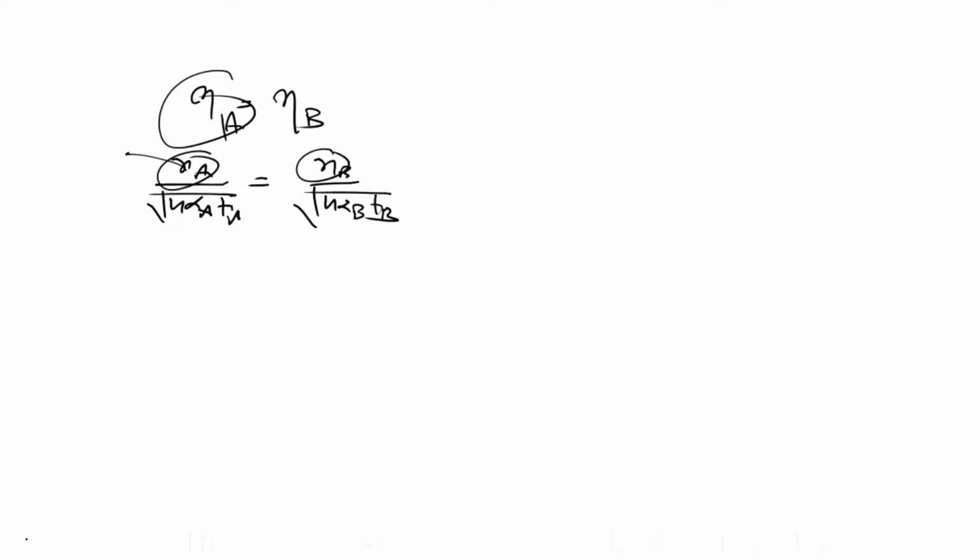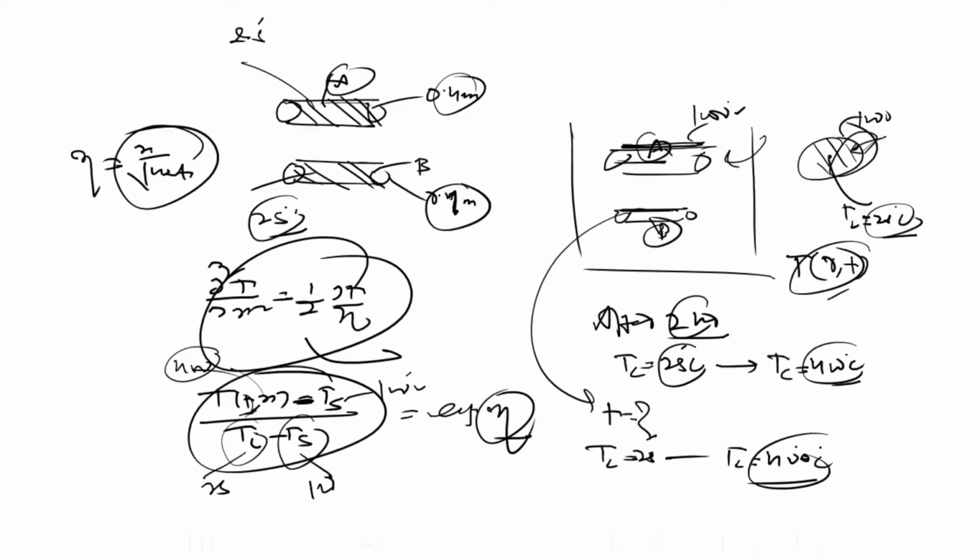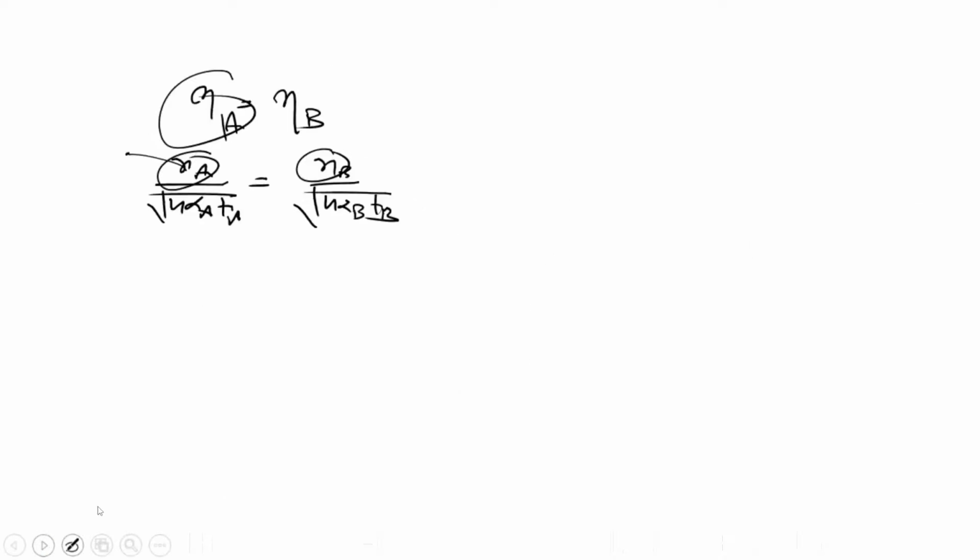In this case, because we have defined it, otherwise it should be LC, the characteristic length. So the characteristic length for the case of a cylinder, because heat transfer is taking place in the radial direction, should be the radius. So this should be a radius of A.